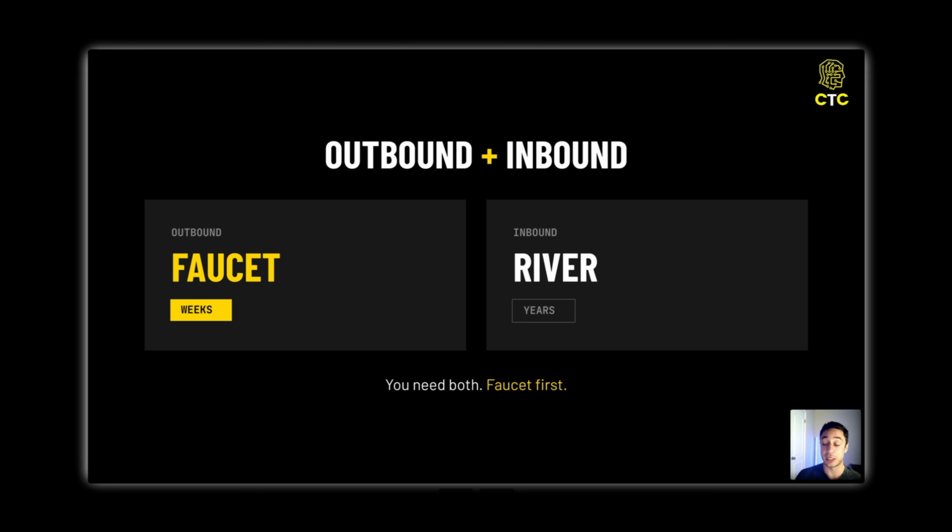Nevertheless, outbound, think of it like a faucet. You can build it in weeks and you can start working. And outbound is what you're going to do initially, right? Because you're going to be talking to your network, you're going to be talking to all these people. Inbound, think of it as a river. There's a lot more flow, there's a lot more water, but it takes years to build. Structurally as well, think of a river versus a faucet. Which one is harder to make? You need both, but a faucet comes first, okay?